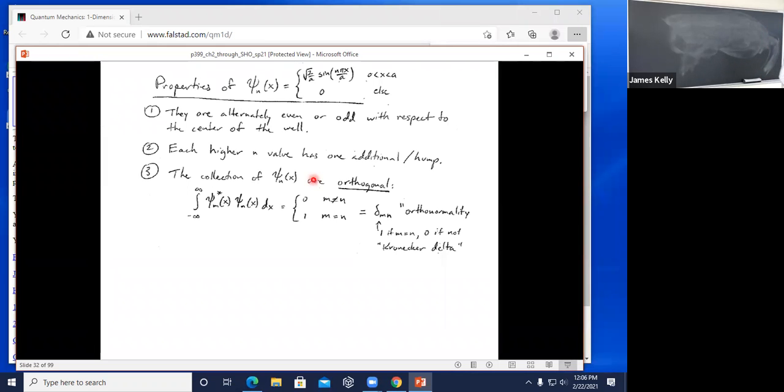I don't know if you guys have encountered, at least if you haven't taken 350 before, the Kronecker delta function. Do you talk about that in modern physics? Does Harris have that in the book?